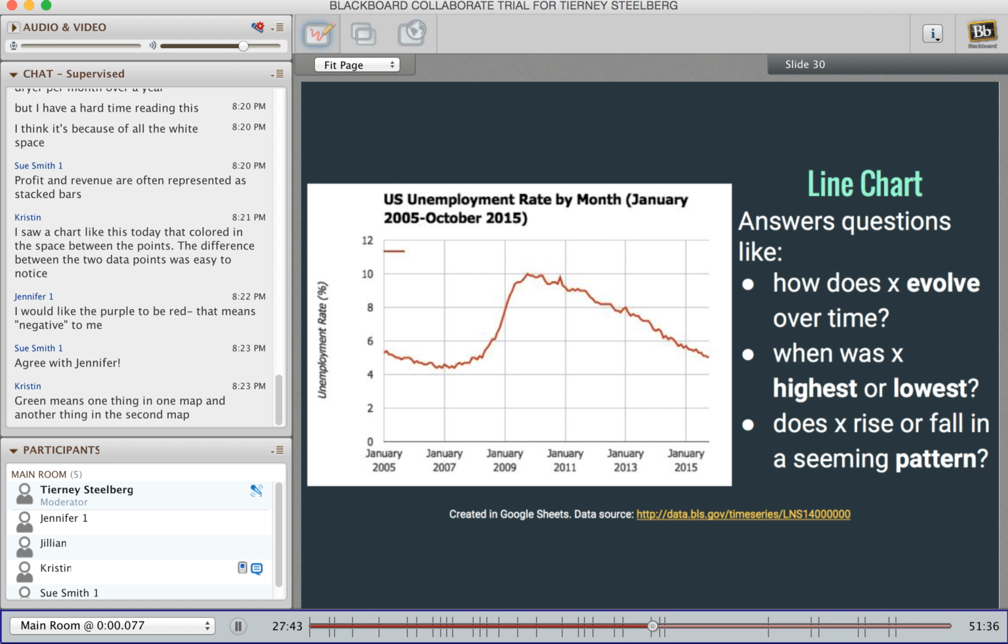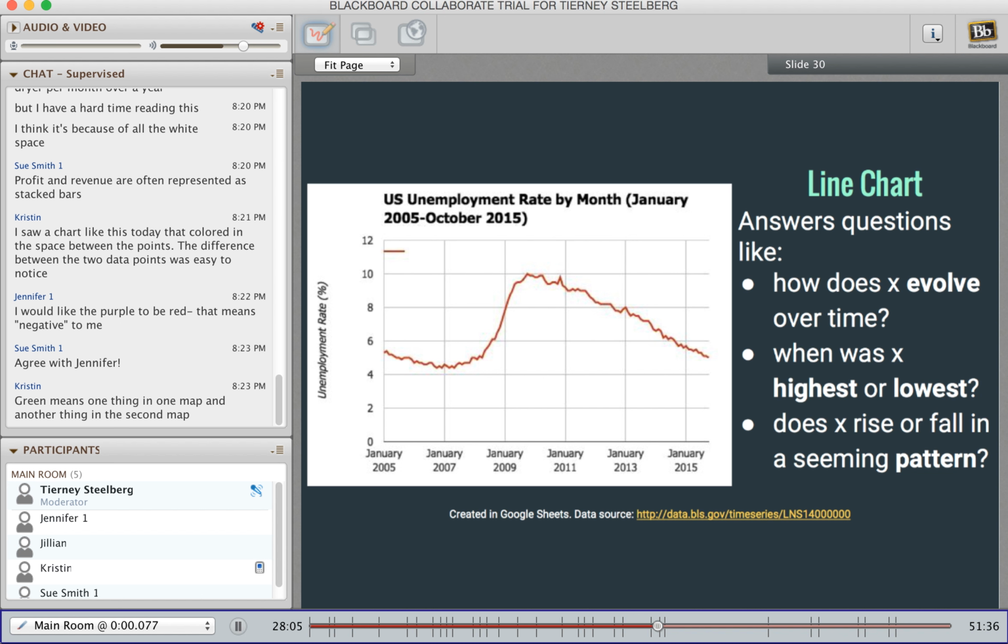A line chart or line graph displays data points on a graph plotted according to a numeric variable and a continuous variable, which is often time. The data must be continuous or ordered so as to connect the dots with a line. A line chart answers questions like, how does X evolve over time? When was X highest or lowest? Does X rise or fall in a seeming pattern?